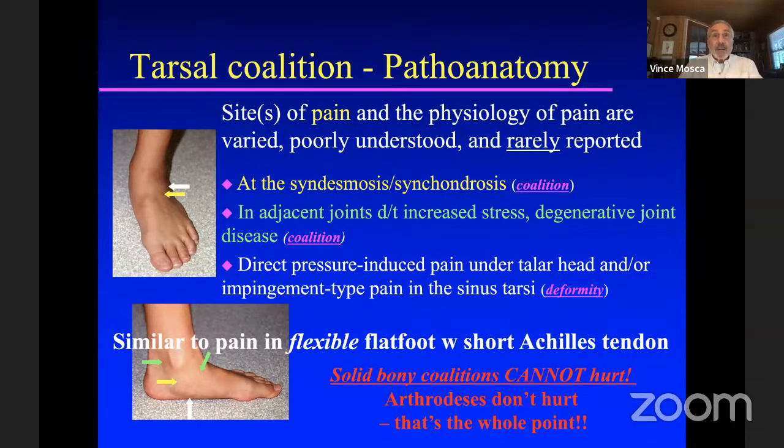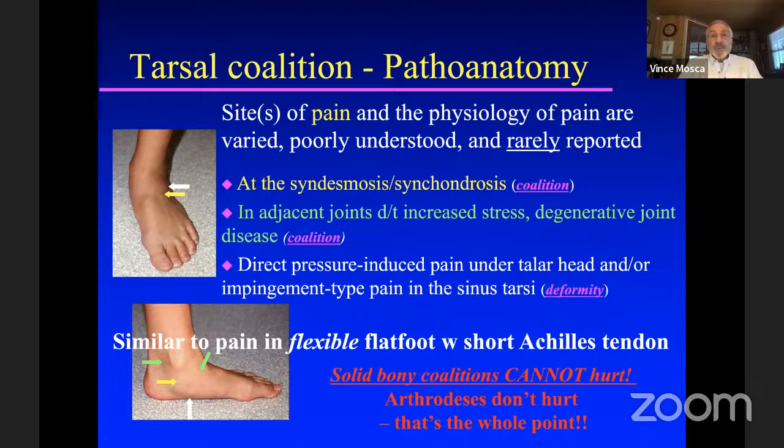When we're thinking about our algorithmic approach to management, besides what the x-ray looks like, despite what the CT scan looks like, and your physical exam, you also have to note where is the pain. So you choose the right one of the several treatment options. And recall that bony coalitions, whether it's the middle facet or the calcaneonavicular coalition, once it becomes solid bone, it cannot hurt. A solid coalition cannot be the site of pain, any more so than a fused joint can.